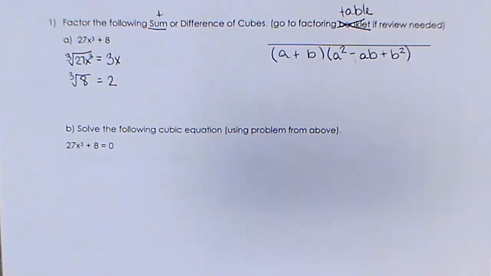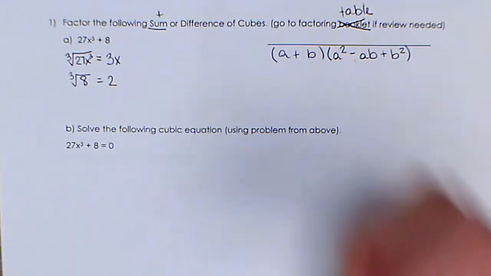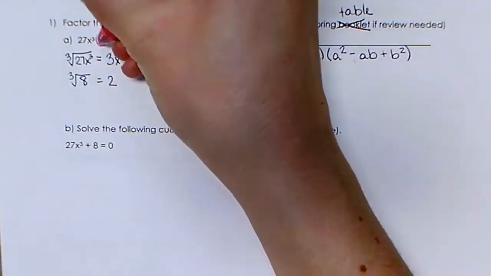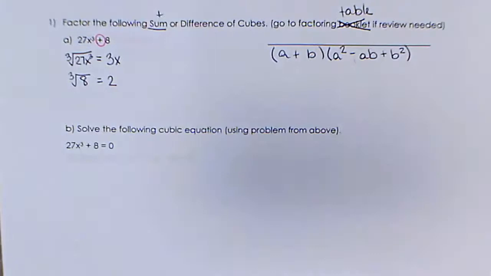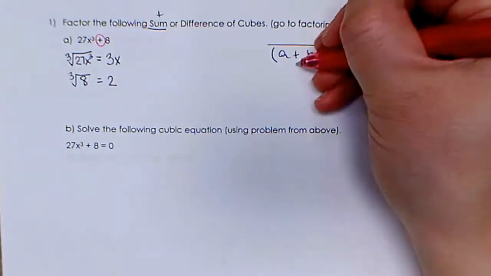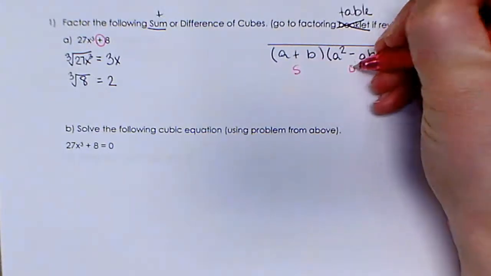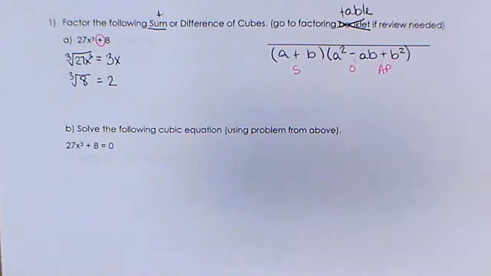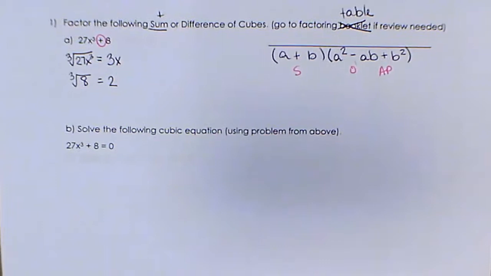Remembering that your signs can always be found by using SOAP. So if the sign connecting the original two terms is positive, then you would have the same sign, the opposite sign, and then always a plus sign for the third one. So let's put together our answer, our sum of cubes.